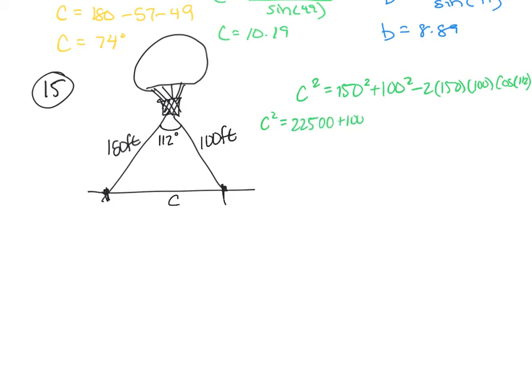22,500 plus 10,000 minus 30,000 times cosine of 112. Combine what you can. And from here, that's as simplified as you can make the right side.